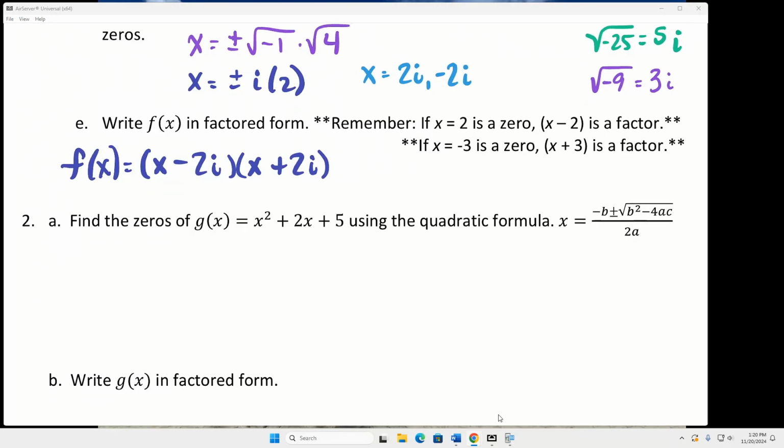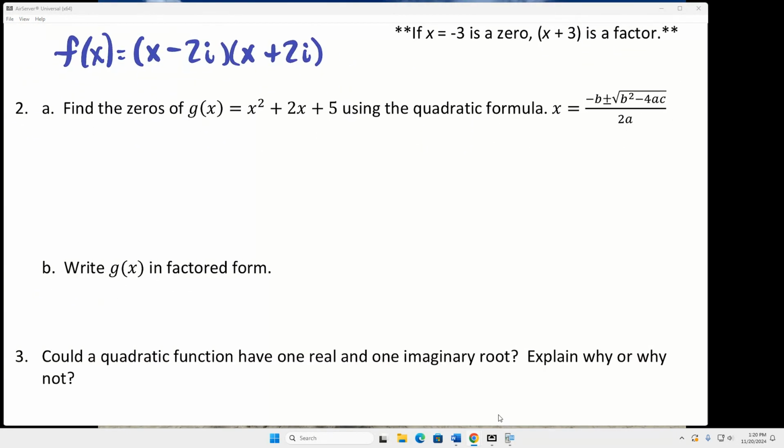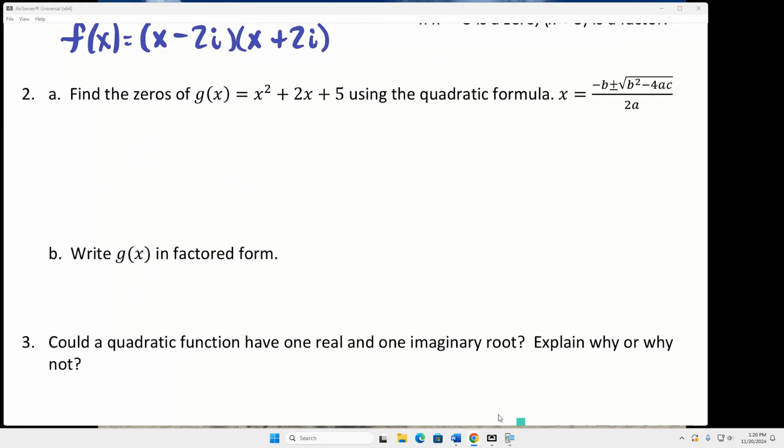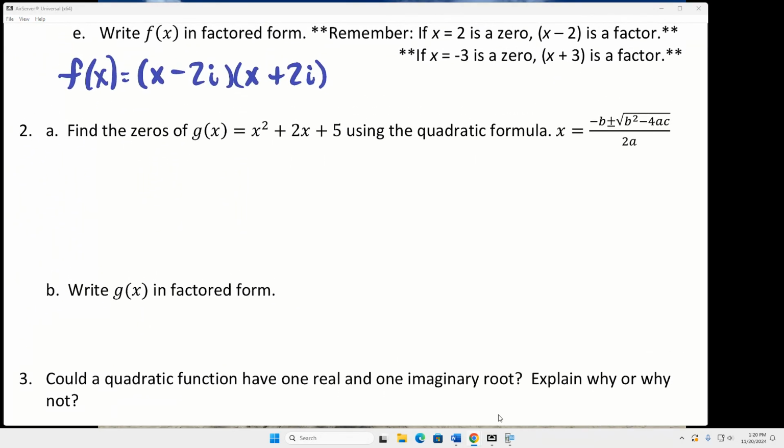All right, so on number 2, we are going to find the zeros using the quadratic formula. Before today, we've been mainly factoring to find the zeros or factors. This one will not factor. I know that because there's only 2 things that multiply to give me 5, and they do not add to give me 2. So I know it won't factor.